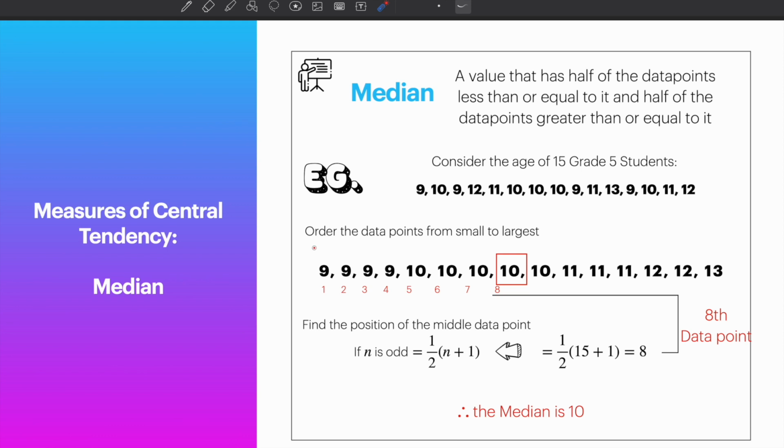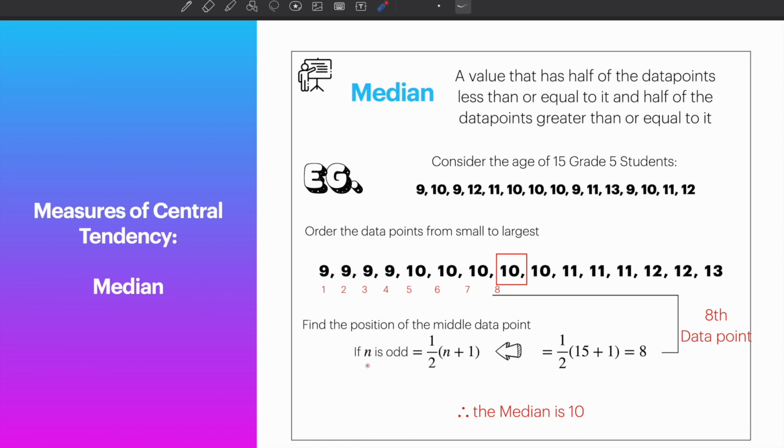So the first thing you would want to do when you're calculating a median is to order the data from smallest to largest. So 9 being your smallest will be the start, and then you'll see that 13 is your largest number and it's right at the end. So you order from smallest to largest. And then secondly, your next step would be to find the position of the middle data point. This is the position, right? It's not the median as yet, but you're trying to find the position of it when you've ordered from smallest to largest.